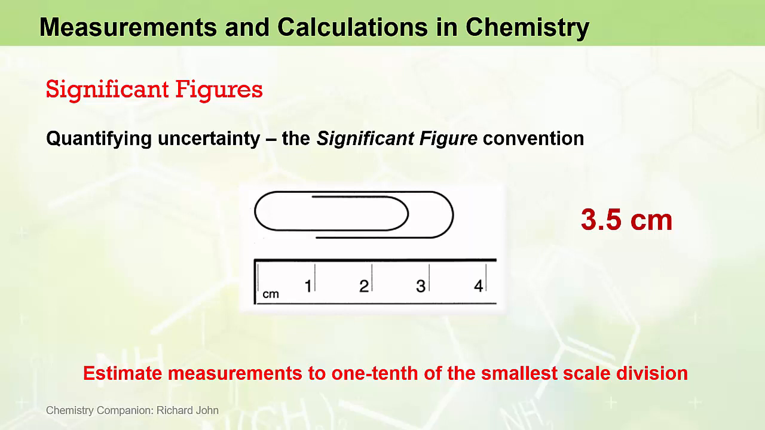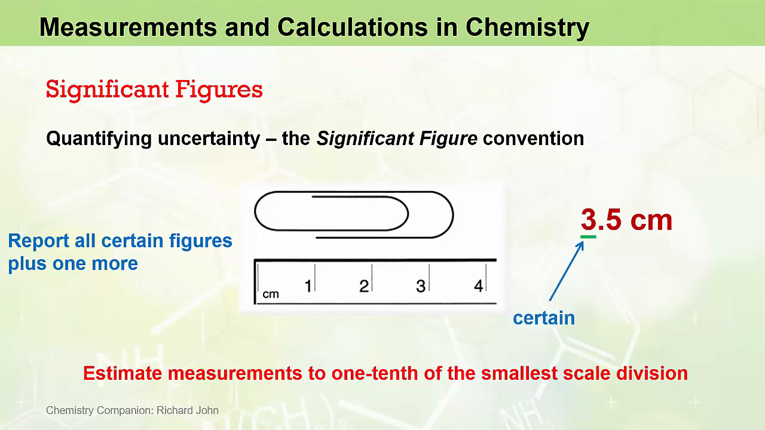Of course, this value has a level of uncertainty about it, and a simple way of indicating the level of uncertainty is to report the result so that it contains only a certain number of digits or figures in the value, known as significant figures. And scientists typically report all the figures they know for certain, plus one extra figure that is uncertain. So in this particular measurement, the 3 is considered certain, and the 5 is a bit of an estimate and is considered uncertain.